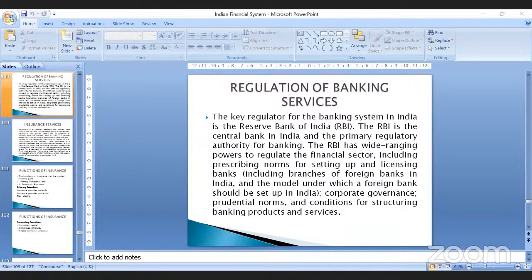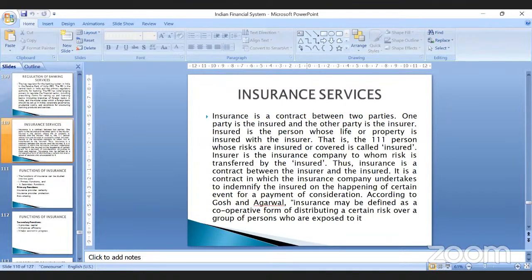Now, apart from that, we have something called insurance services. I told you insurance is also one of the sectors which is gaining importance these days. Insurance is also one of the sectors which is becoming prudent these days. Now, when it comes to insurance, the world in which we are living is full of uncertainties, full of risk. Everything is exposed to different levels or different kinds of risk.